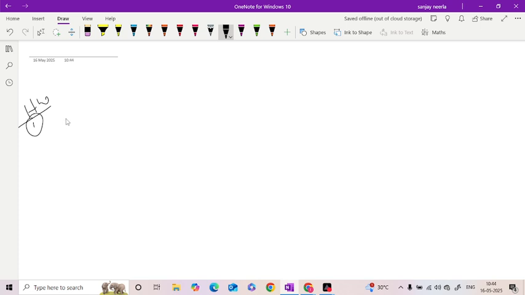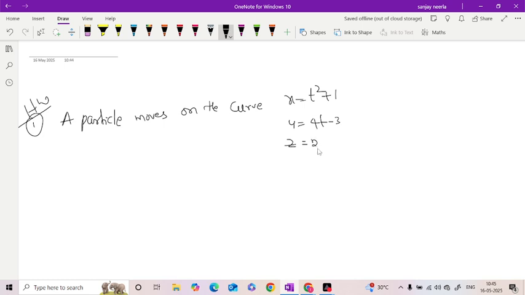Now a particle moves on the curve x equals t square plus 1, y equals 4t minus 3, and z equals 2t square minus 6t.